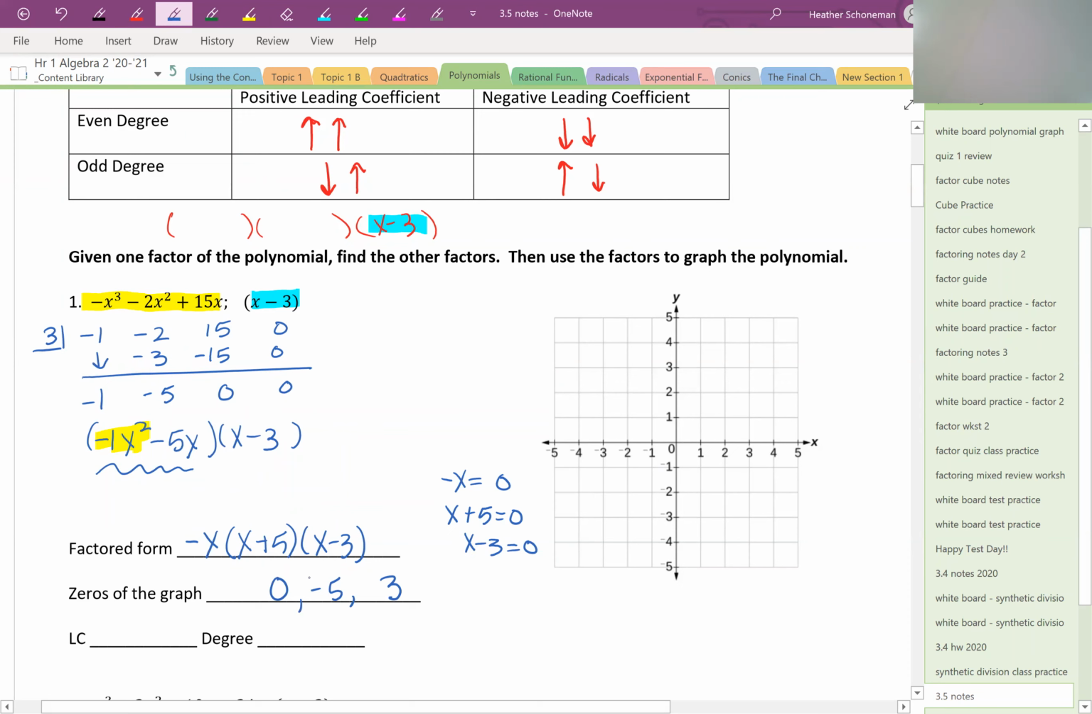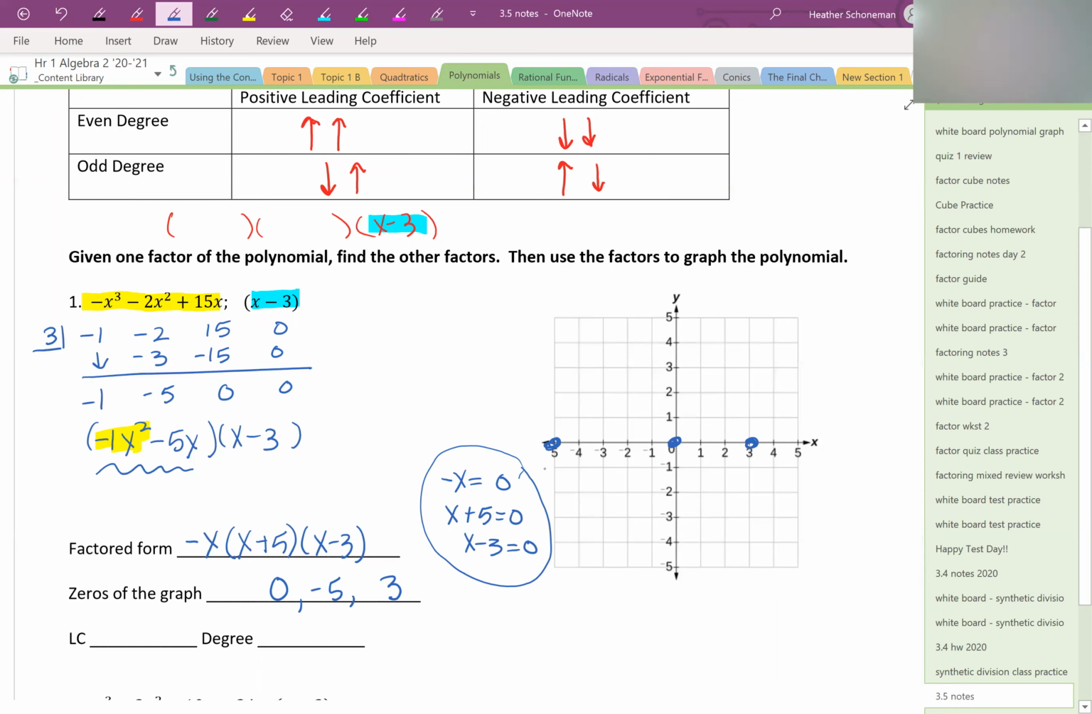Okay, the zeros of the graph are where the graph crosses the x-axis. So I can go ahead and plot those on my graph. So I've got 0, -5, and +3. And no, you do not need to write those equations out. I just wrote them because it was on a video and I want to help clarify.